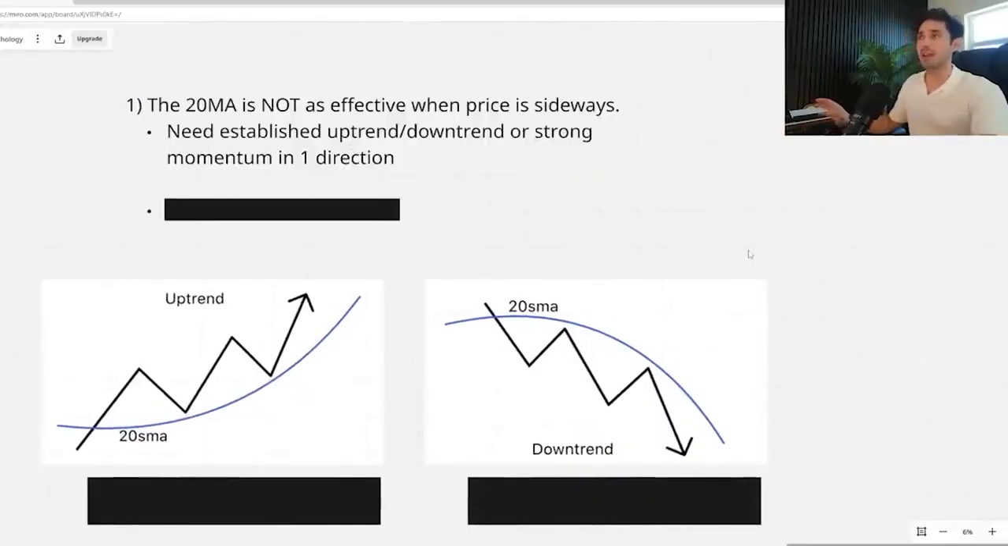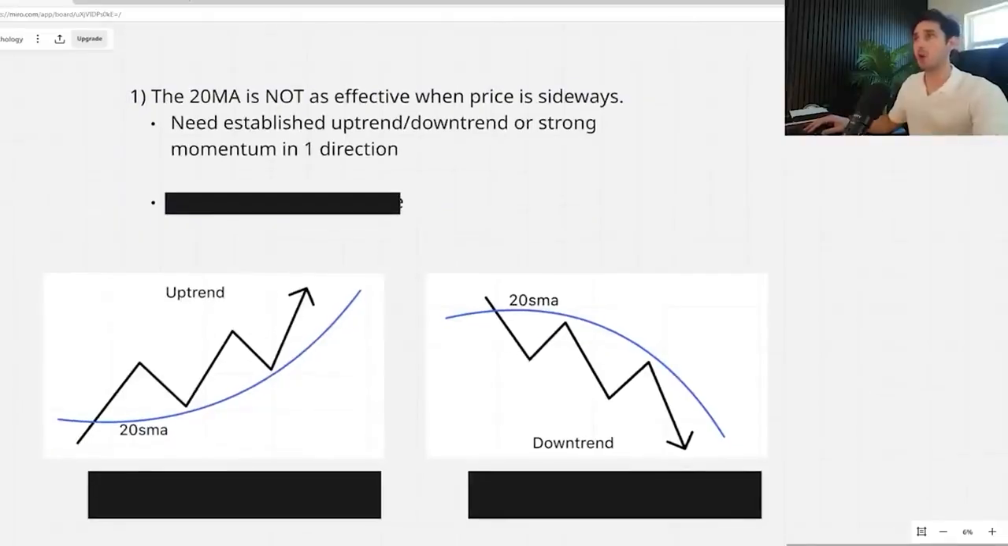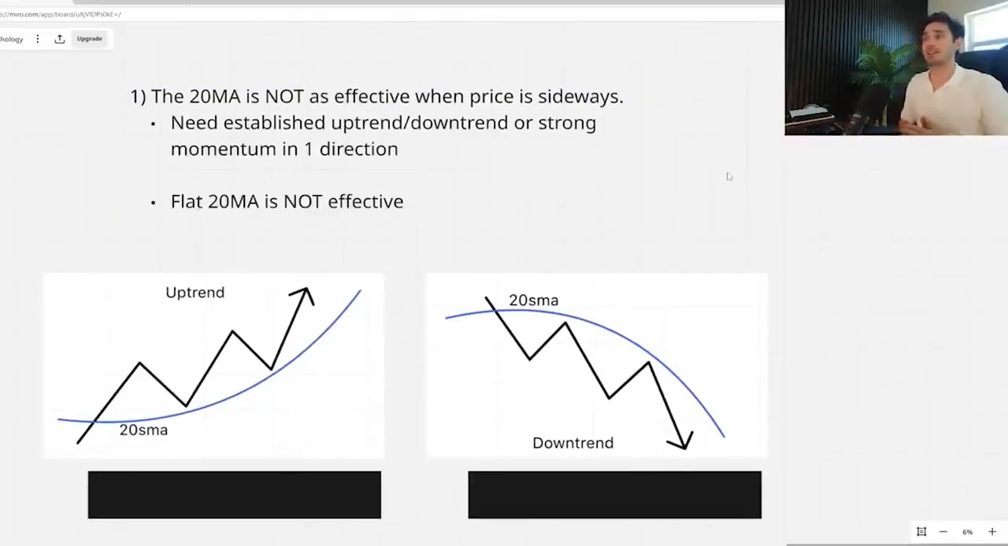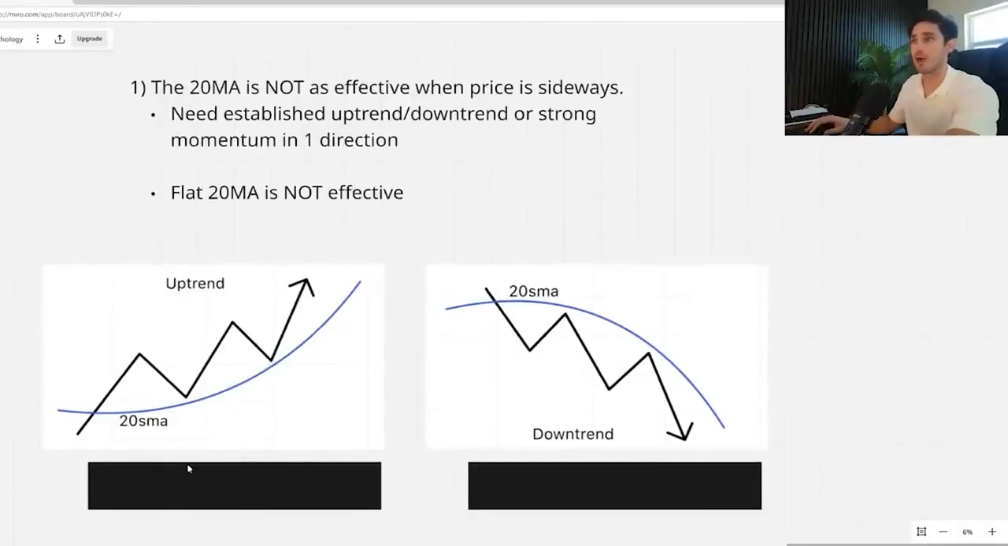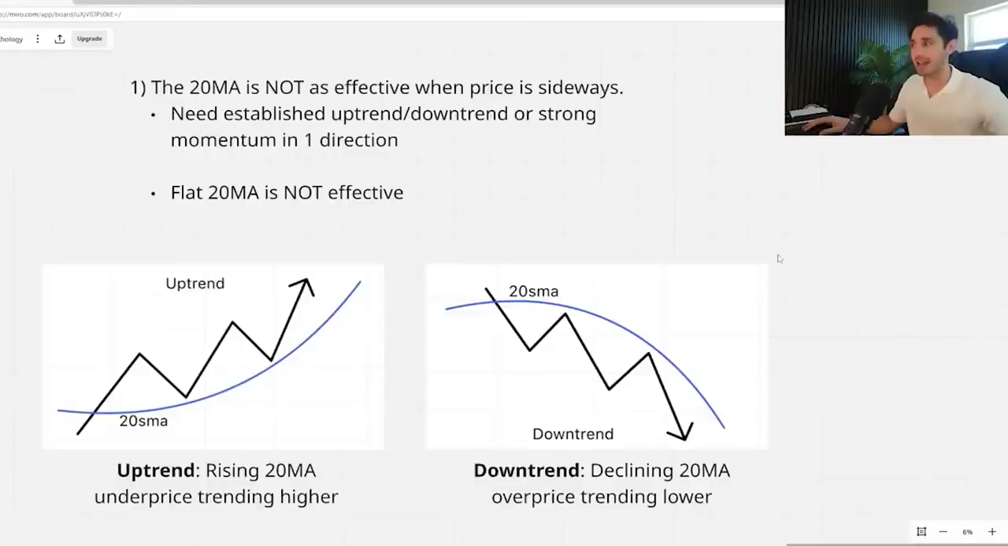Number one, the main point here is the 20 MA is not effective when prices are sideways. It is only effective when prices are in a strong uptrend or downtrend, or there's strong momentum in one direction. We don't ever want to see a flat 20 MA. A flat 20 MA isn't really useful. It's not effective for our trading. What we want to see is a rising 20 MA if it's an uptrend, and a declining 20 MA if it's a downtrend.